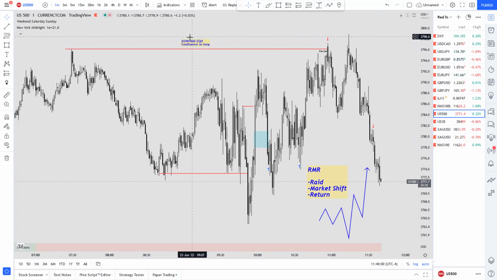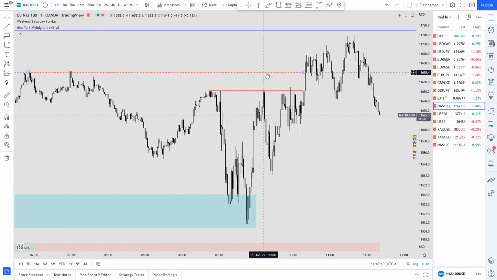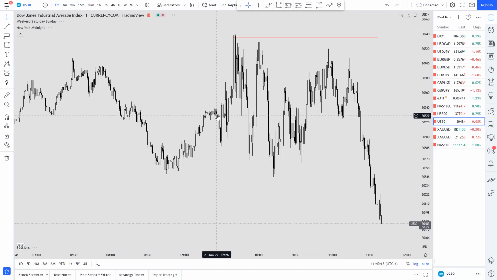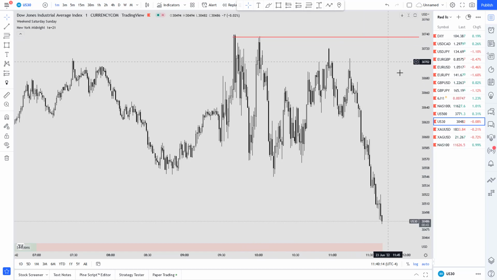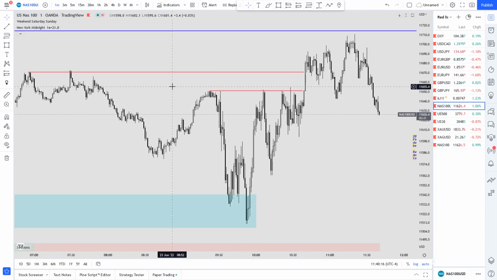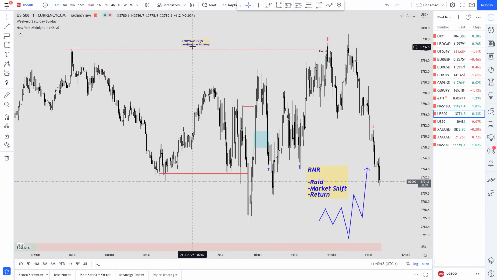Also, I had a note here just saying the Dow and the Nas had equal highs, which meant that it was a confluence for me to long the indices. So in the Nasdaq we had these equal highs here, and on the Dow we had these equal highs over here. So those were just extra reasons for me to want to long instead of short.